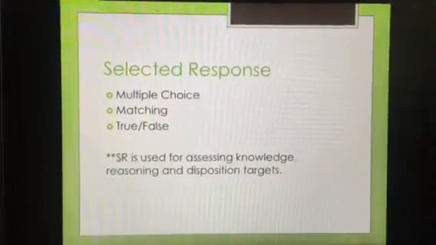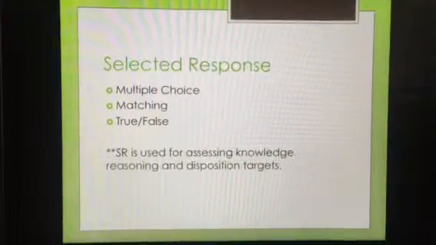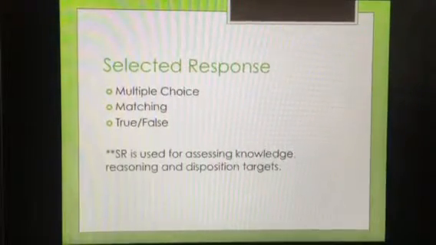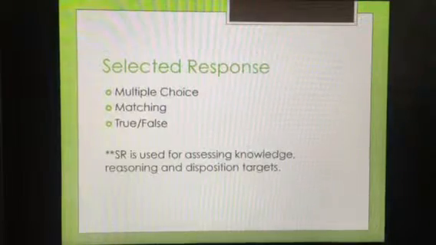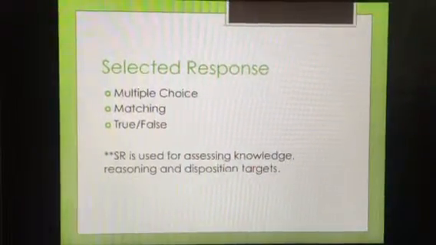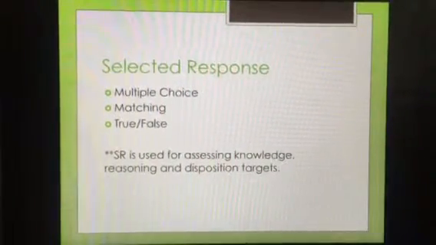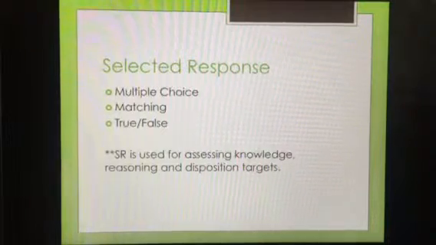This is something that I think we are all very familiar with just because we've seen it since we've been in elementary school. Multiple choice is a very popular way of assessing students, and even throughout high school and college, I run into selected response questions on almost every single test that I take. And it's used for assessing knowledge, reasoning, and disposition targets.